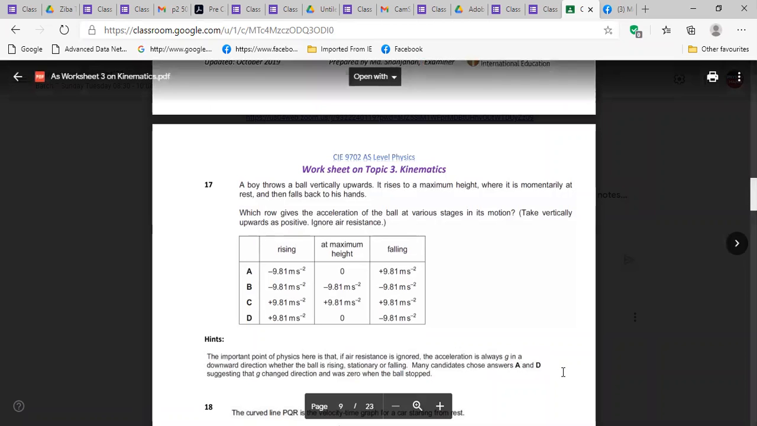Hello. Got it, everyone? Yeah. So our MCQ part is over. Now we will go for the structured part.